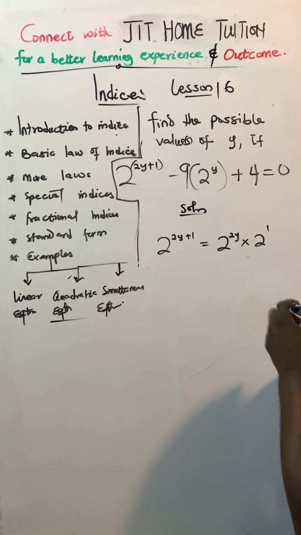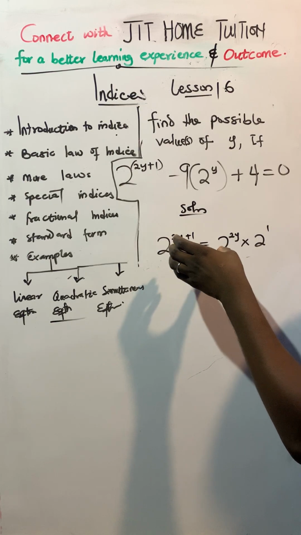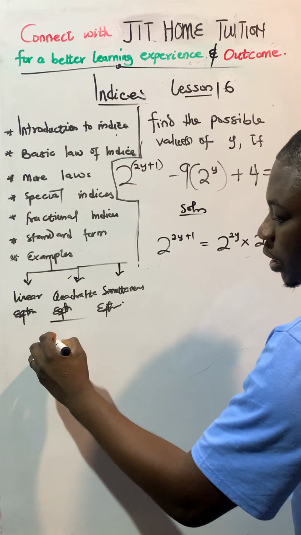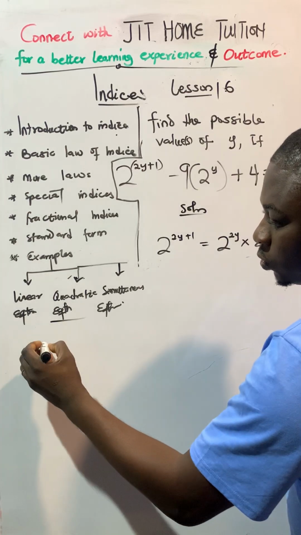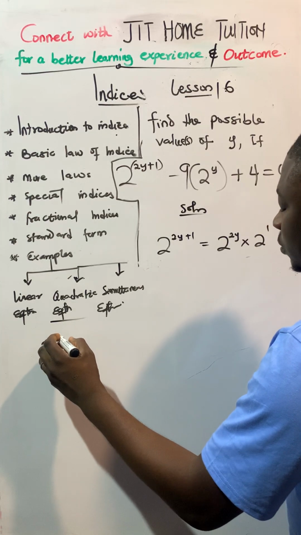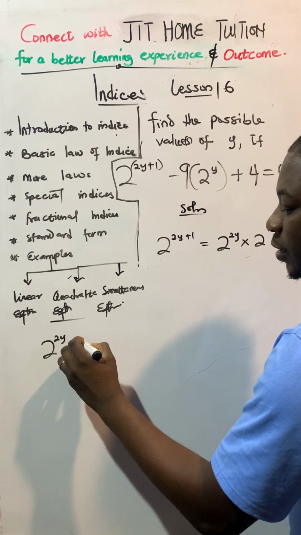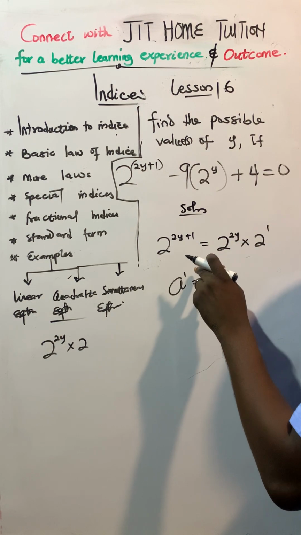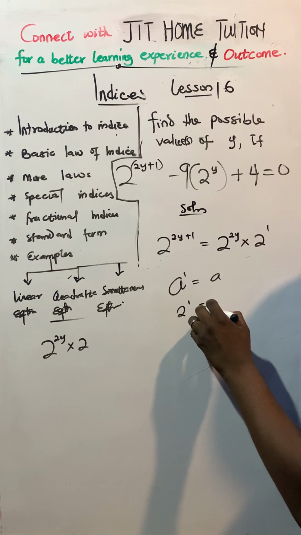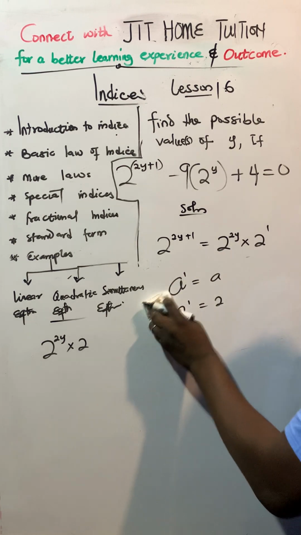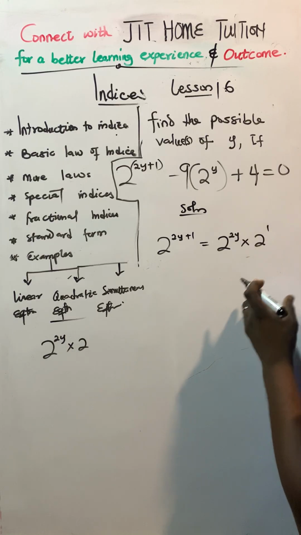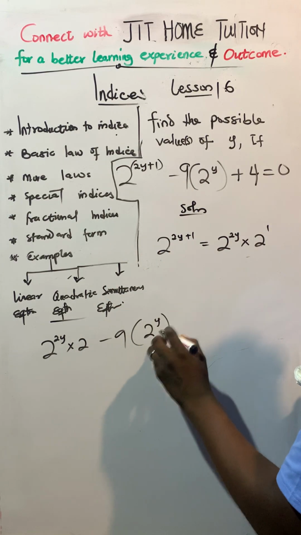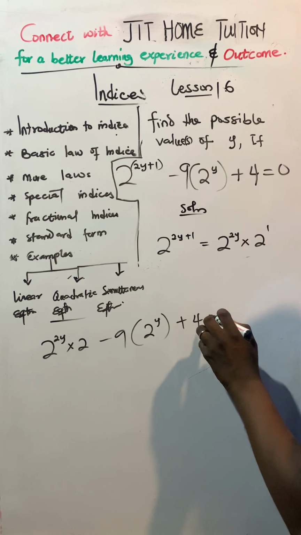Now let's look at this side. How do we now check what I've written over here? You will now have it as 2 exponent 2y times 2. Any variable or number raised to the power 1 is still the same number. All right, so here you have it this way, meaning that what we have here is 2. Then you have minus 9 into bracket 2 exponent y plus 4 equal to 0.